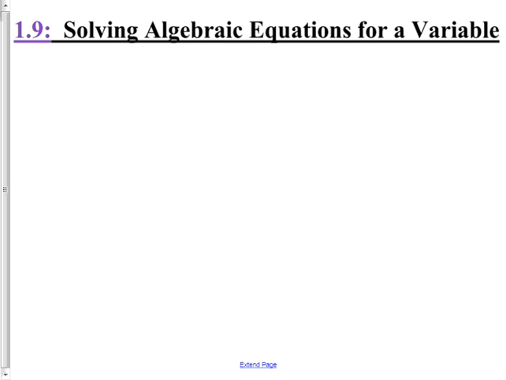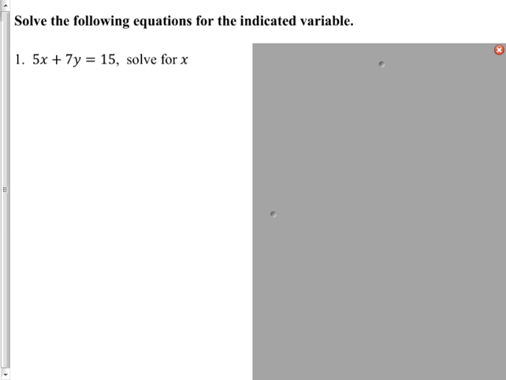Today we're going over lesson 1.9, solving algebraic equations for a variable. So we're going to start off by solving some basic forms, but this time instead of getting an actual value for x or y, we're just going to solve for what x would equal in terms of y. So in this first one we've got 5x plus 7y equals 15.